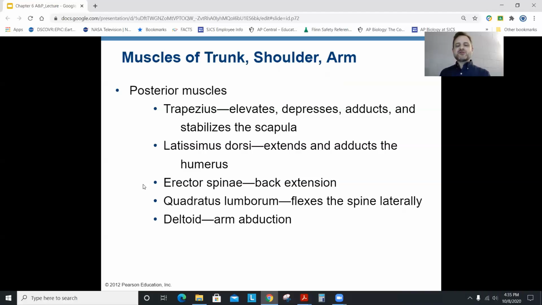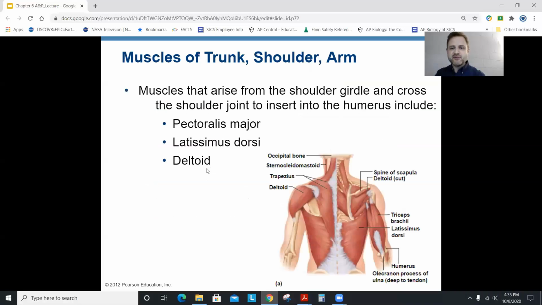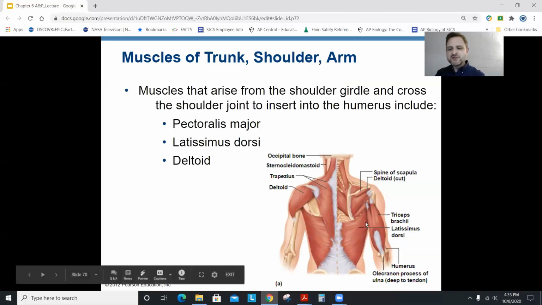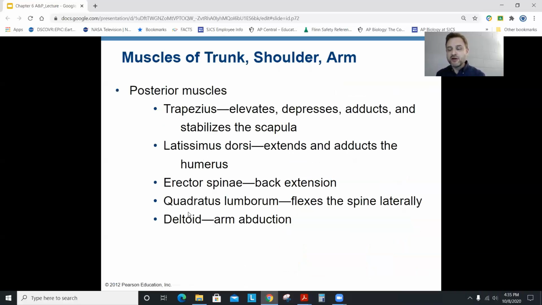Okay, the muscles of your trunk, your shoulder, and your arm. So on your back, the trapezius and your latissimus dorsi, quick picture. So here your trapezius, this triangle-shaped muscle. Your latissimus dorsi, or your lats, are beneath them. People who are competitive swimmers use these muscles a lot.